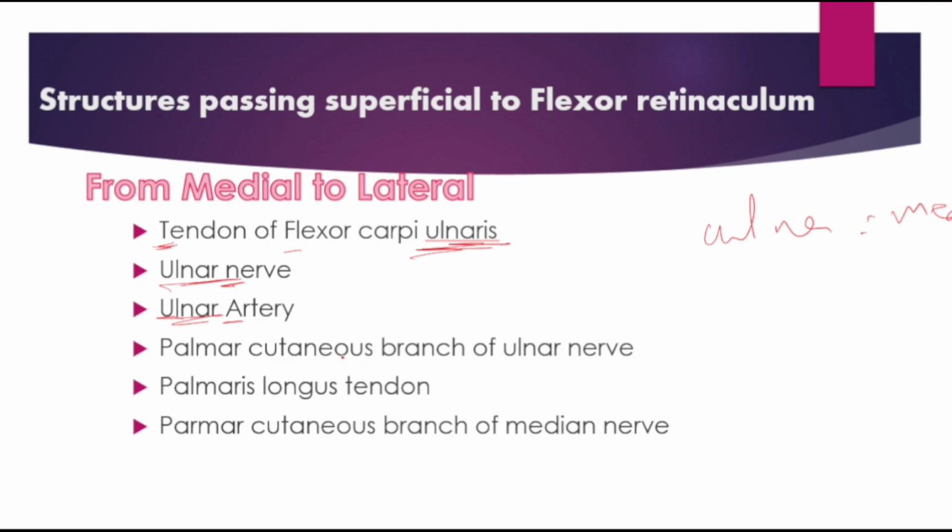Now there is a branch of the ulnar nerve only. Which branch? The palmar cutaneous branch of the ulnar nerve. There is a tendon known as the palmaris longus tendon. And the last one is the palmar cutaneous branch of the median nerve. These structures are done.